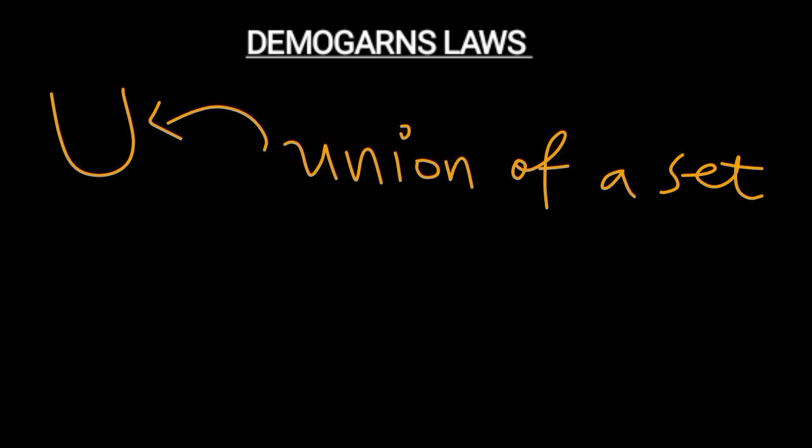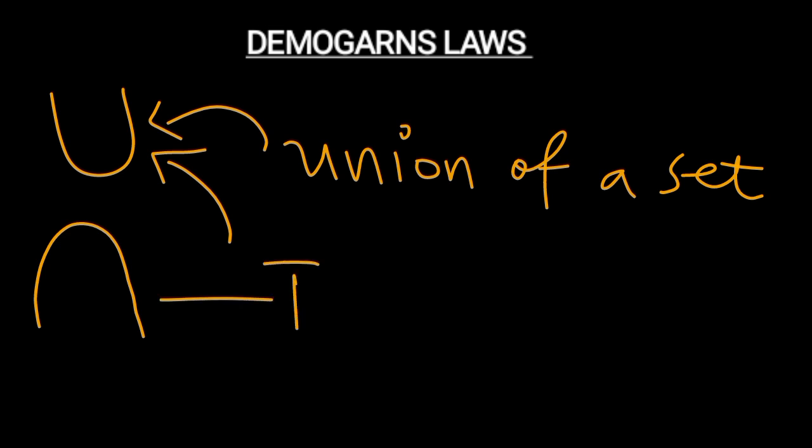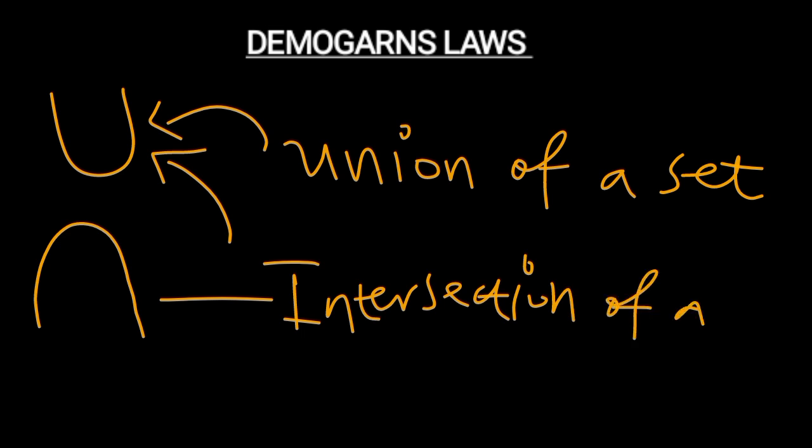So what other symbol are we going to be talking about? The opposite of this. If you flip that union, we write it like that. The meaning will be the intersection of a set. So these are the two main symbols that we're going to be talking about: union and intersection of a set.